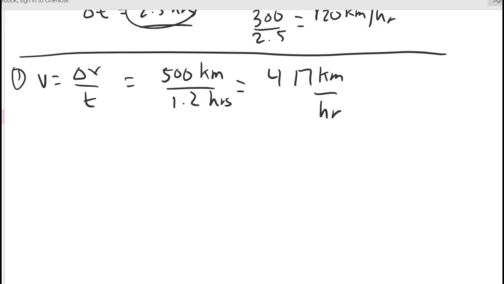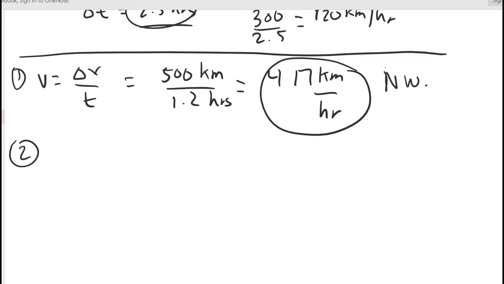And remember, for velocity, they want to know not only the speed, which is 417 kilometers per hour, but also the direction, because it's a vector quantity. And the way to know this is which direction it went. It actually told us in the problem. It went northwest, so we would just write northwest down. So the answer would be 417 kilometers per hour northwest.